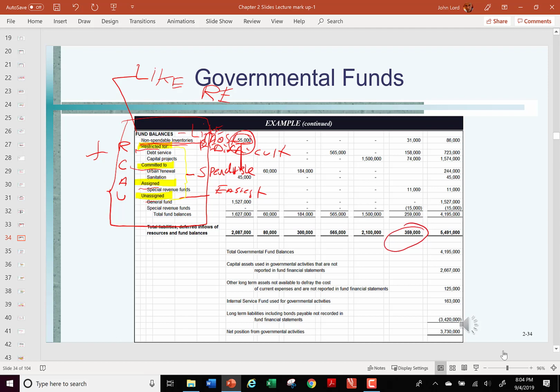Now let's talk about this non-spendable. Do you see non-spendable inventory is 55,000? Do you see that number? Non-spendable inventory is 55,000. Do you see that?